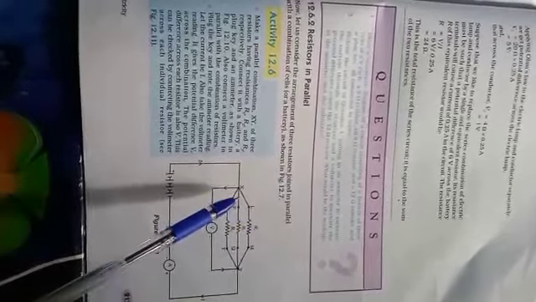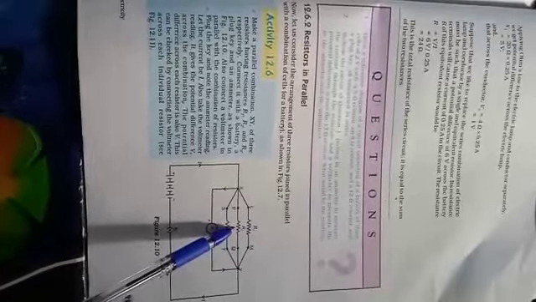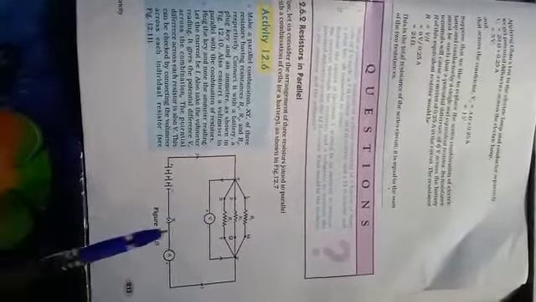So R1 connects with one point at x and the second point at y. In the circuit diagram, the second resistance R2 connects with point x, and its second point connects to y. R3 connects its first point to x and its second point to y. So this circuit diagram shows resistors in parallel. And this is the key, this is the battery, this is the voltmeter, and this is the ammeter.